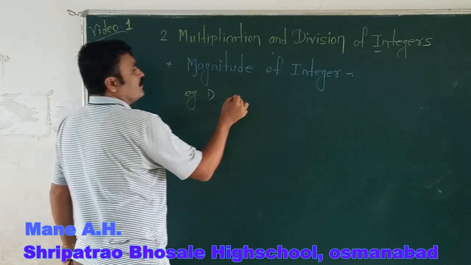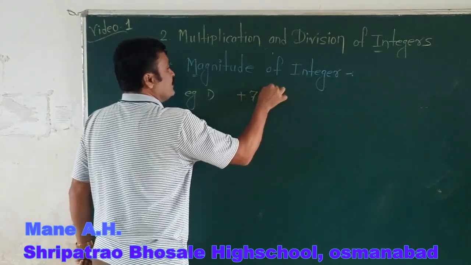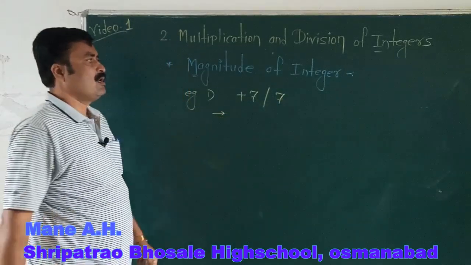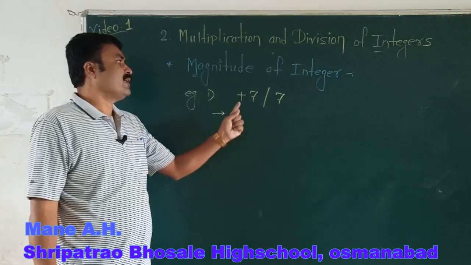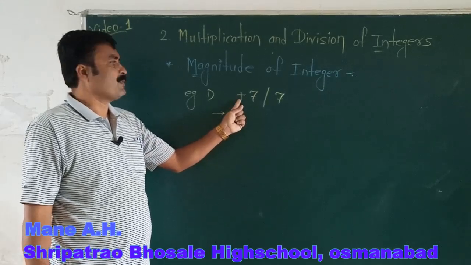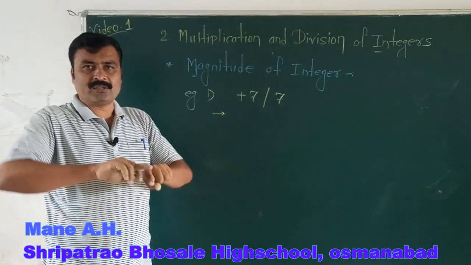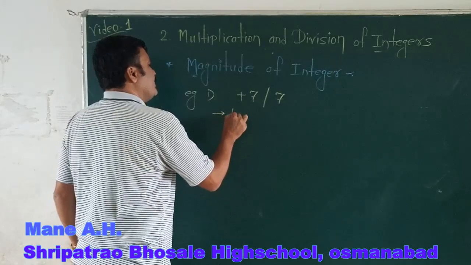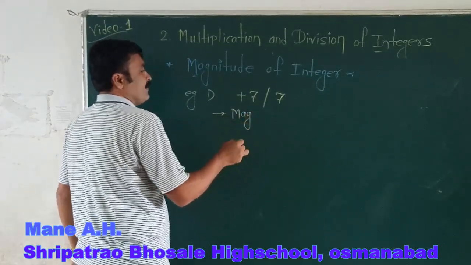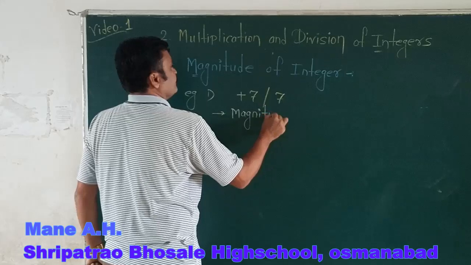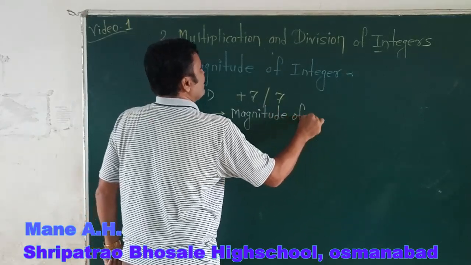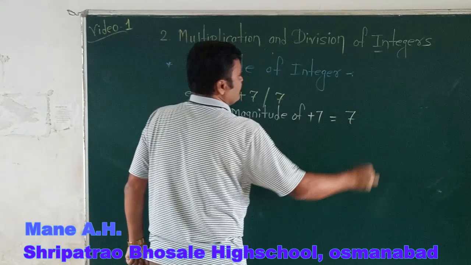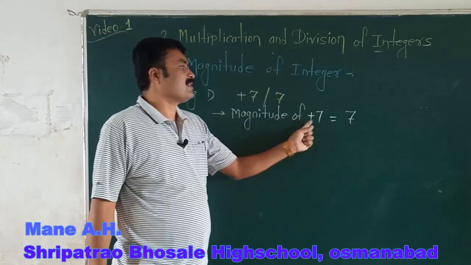First example, here I am taking +7. This I can write in another way as simply 7. While writing a positive integer, there is no need to take the plus sign. So +7 or simply 7, both are positive integers. Now we want to take the magnitude of this +7. So while writing the magnitude of this +7, we just write down 7. So the magnitude of this +7 is simply 7.